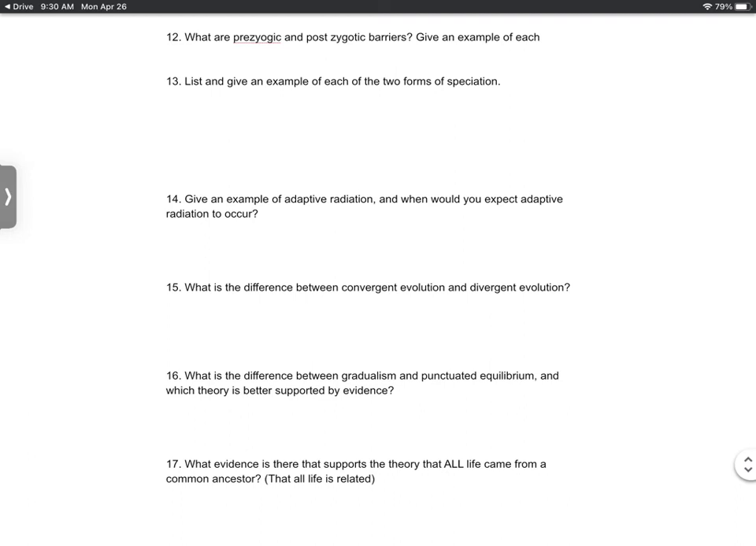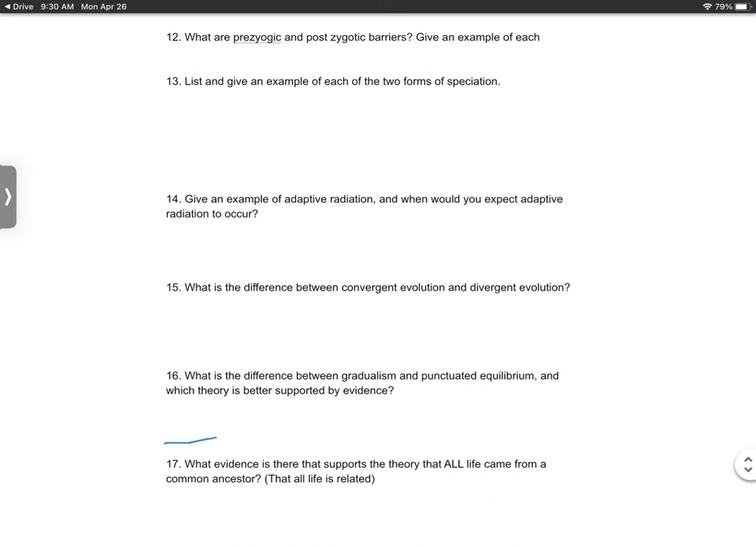Divergent evolution is one of the ways we get speciation. It's when things are evolving to be more different from each other. Convergent evolution, again, ties in with those analogous structures, and it's when different species are evolving to be more similar to each other due to similar environmental pressures.